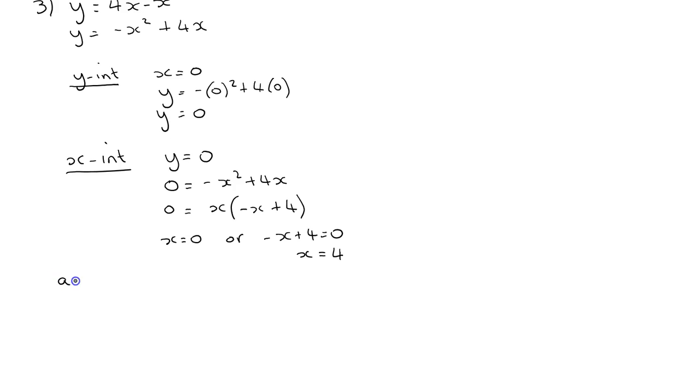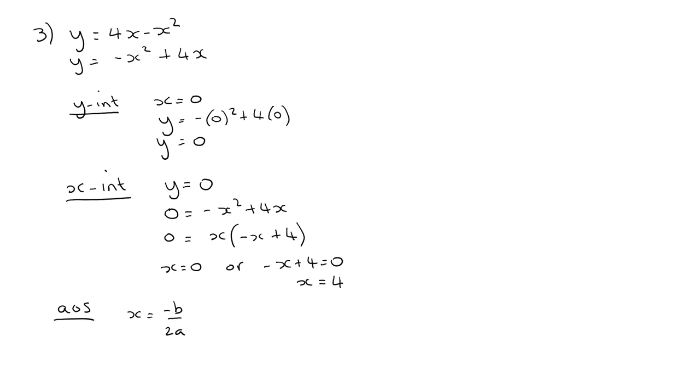Now for our axis of symmetry, and that is when x is equal to minus b over 2a, and that is looking at our equation up here. Our a is the coefficient of x squared, so that's minus 1. Our b is the coefficient of x, so that's 4. So we've got minus 4 over 2 times minus 1. And that works out to be minus 4 over minus 2, which is just 2. So our axis of symmetry is at x equals 2.